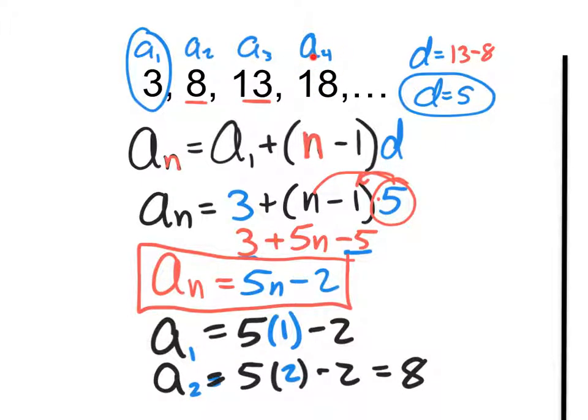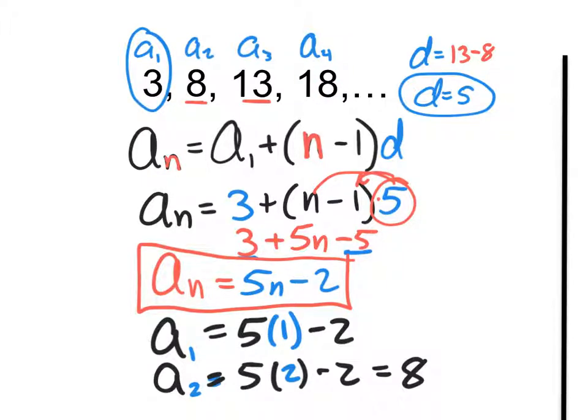18, right? The red dot's right there. The fourth term is 18. If I wanted to find the fourth term with this machine, I plug in a sub 4, which means the fourth term will be, what's 5 times 4? 20. What's 20 minus 2? 18. You see how the fourth term is 18?